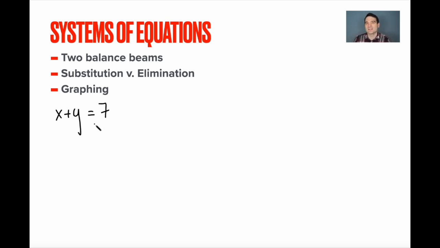Well, you might look at that and say, oh, it could be 4 and 3, or 2 and 5, or 8 and -1. And there are actually an infinite number of possibilities here, right? There are so many possibilities for x and y that it's unlimited.